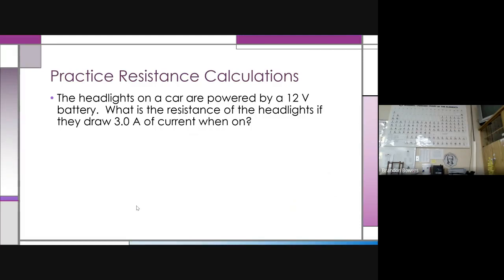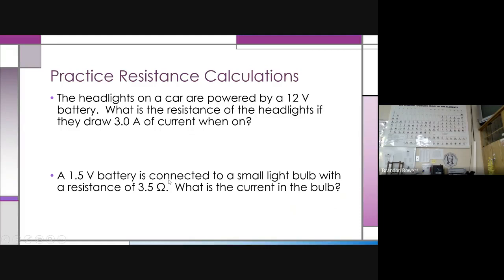There's half our math. Okay. Do I have another one? I do. Let me erase that. Let's check this out. A 1.5 volt battery is connected to a small light bulb with a resistance of 3.5, that's ohm symbol, 3.5 ohms. What is the current of the bulb?